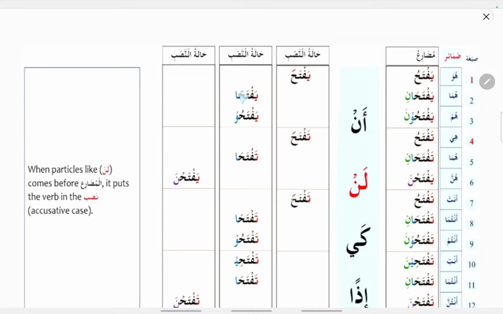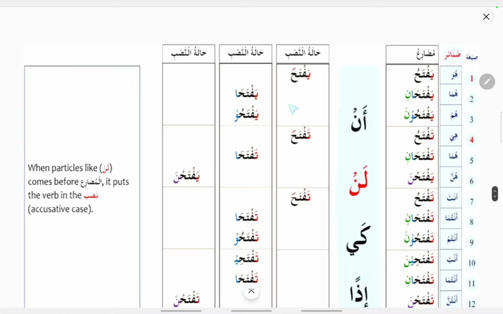So this means the dual and the plural are in the mansub state. You can see here, dual and plural, noon is dropped in the mansub state. How are the noons dropped? Because of the particles coming before them, they cause this change, that is an, lan, kai, idhan. These particles cause the dropping of the noons in those forms where noon is there.